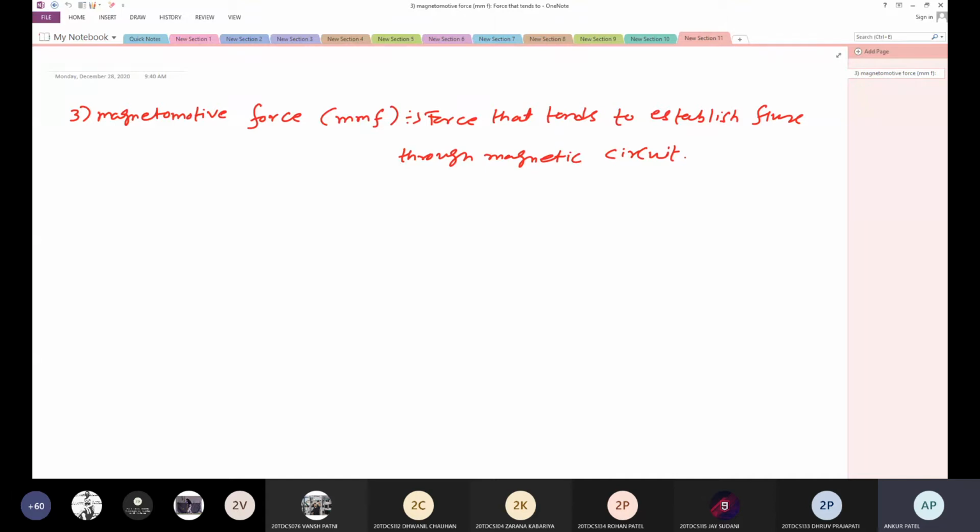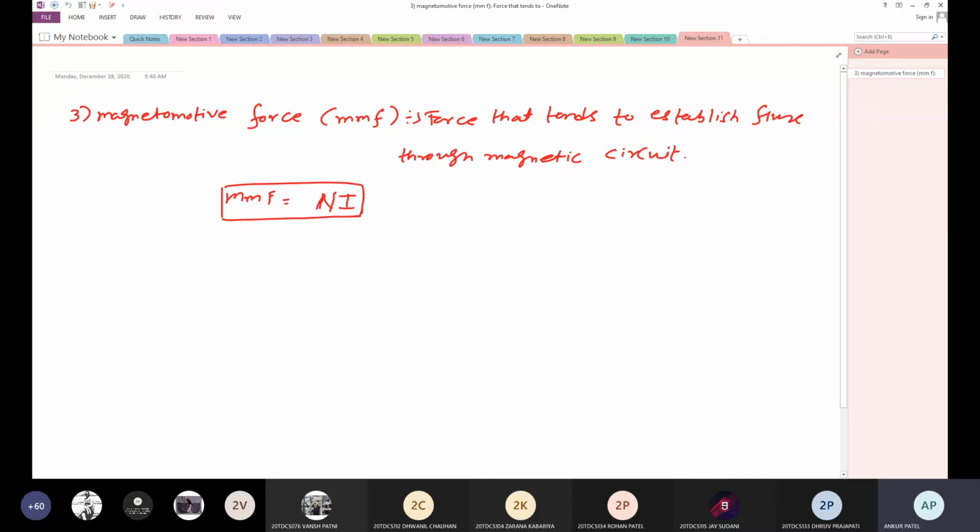It is equal to the product of current flowing through the coil and number of turns. So MMF is equal to the product of current and number of turns. So MMF is equal to N into I.